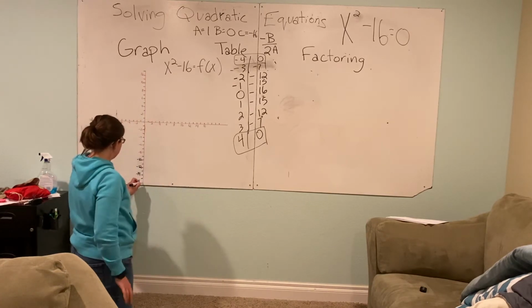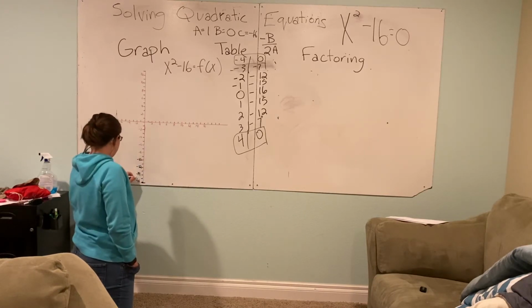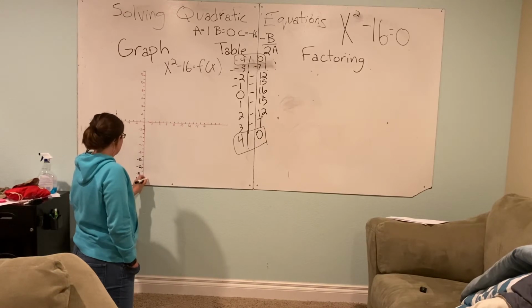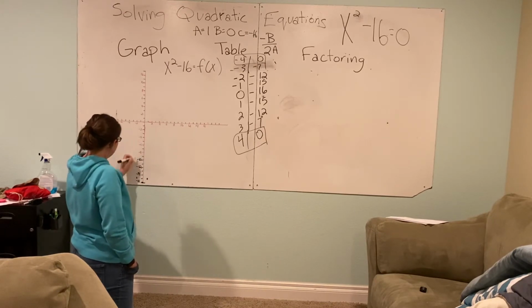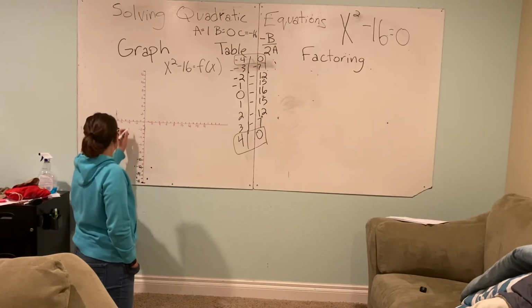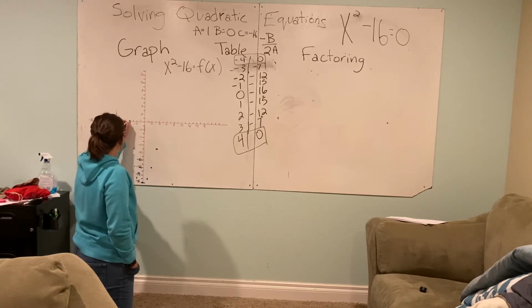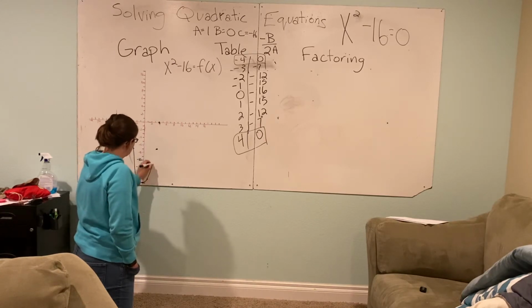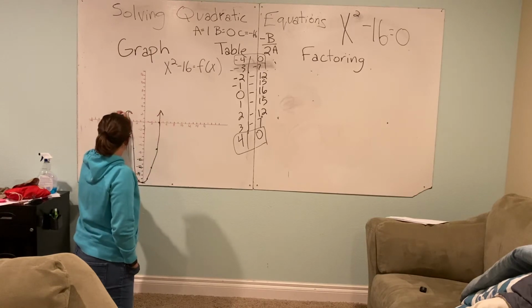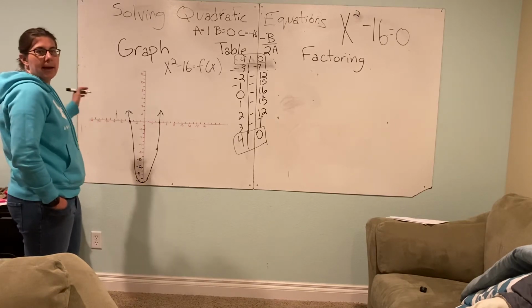Okay, so we're graphing at 0, negative 16. We want negative 1, negative 15, positive 1, negative 15, negative 2, negative 12, negative 3, negative 7, negative 4, 0. Okay, there is our parabola graphed. Again, what we're concerned about is the x-intercepts today.